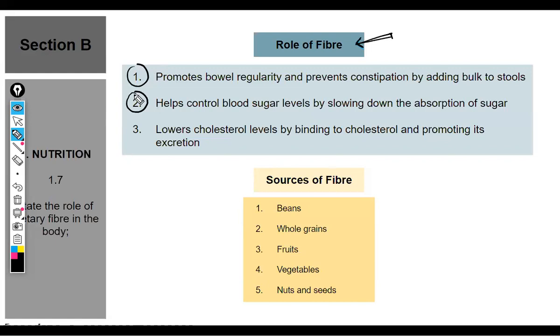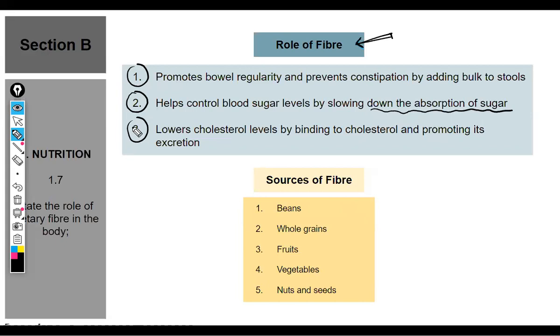It also helps control your blood sugar levels. As we all know, high blood sugar is bad, or even low blood sugar is bad, right? But fiber actually has a role. It helps control the amount of sugar in your blood, even though your body cannot digest it. And look at number 3, it actually helps reduce cholesterol.